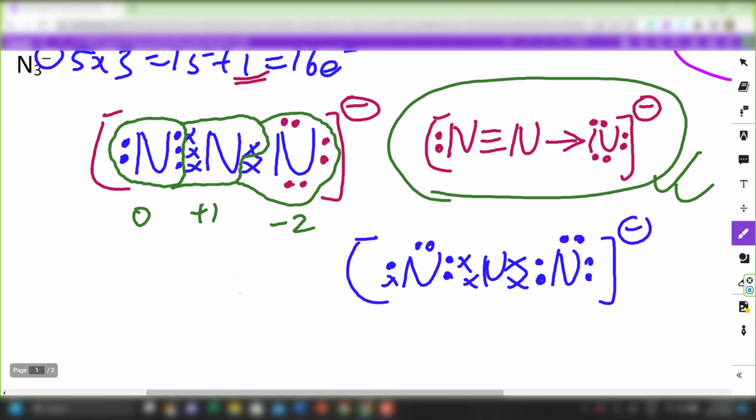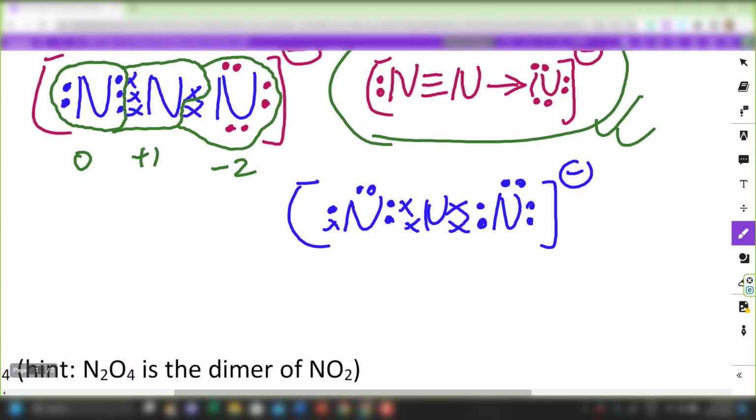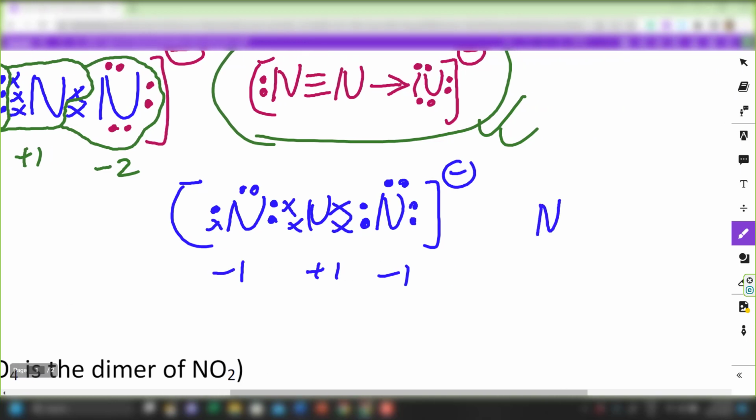Because if you draw it in this case, the formal charge is evenly distributed between all the 3 nitrogens. So you're going to have -1, +1, and -1. So the Lewis structure will look like this. Okay, double bond, dots.